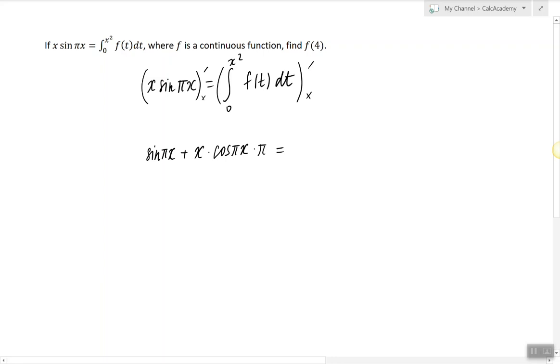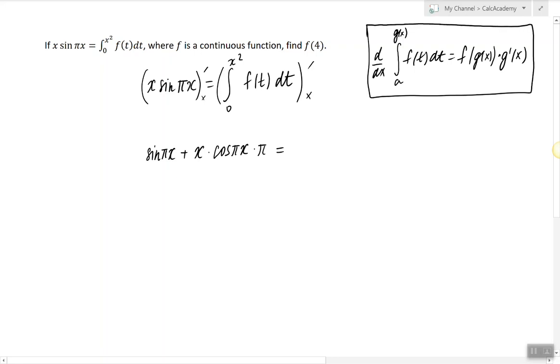On the right hand side, I have to use a combination of the fundamental theorem of calculus and the chain rule. To summarize that, it says that the derivative of a function defined by an integral like this is simply f of g of x times the derivative of g of x. So this is the rule that I'm going to use to differentiate the right hand side of this equation.